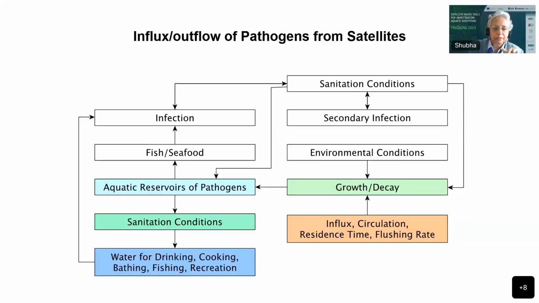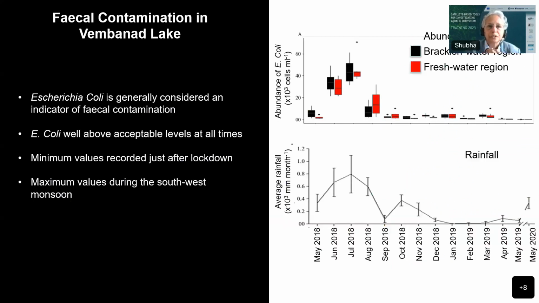So let me move on to yet another condition that promotes infections, and that is poor sanitary conditions. In one of our studies in the Vembanad Lake, we looked at the fecal contamination, using the bacterium Escherichia coli as an indicator of fecal contamination. Now, in the study, fecal contamination was well above acceptable levels, very high at all times, but it peaked during the monsoon season.